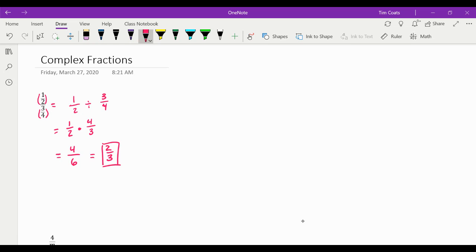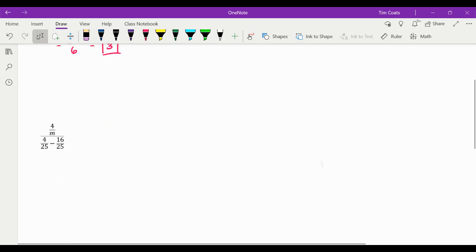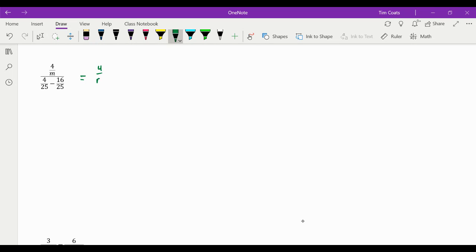And so really, these complex fractions, while they might look very intimidating at the beginning, there's nothing really scary about them. I think it's important to rewrite them in that other form, and then we just multiply by the reciprocal. If we look at one that gets a little bit more complex, let's follow the same method that we just used. So 4 over m divided by 4 over 25 minus 16 over 25.